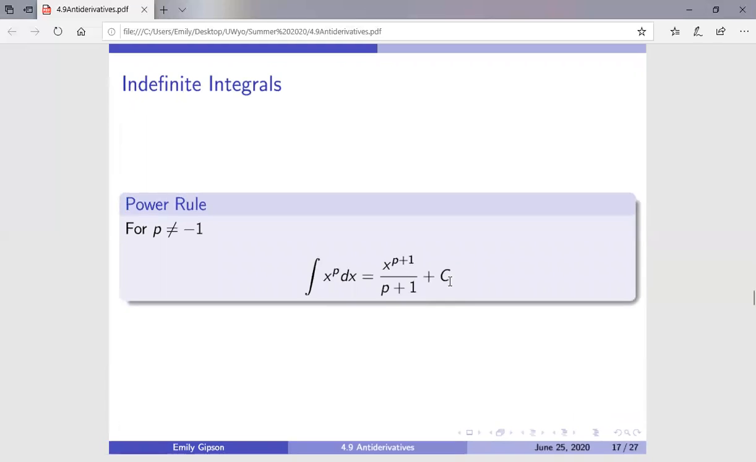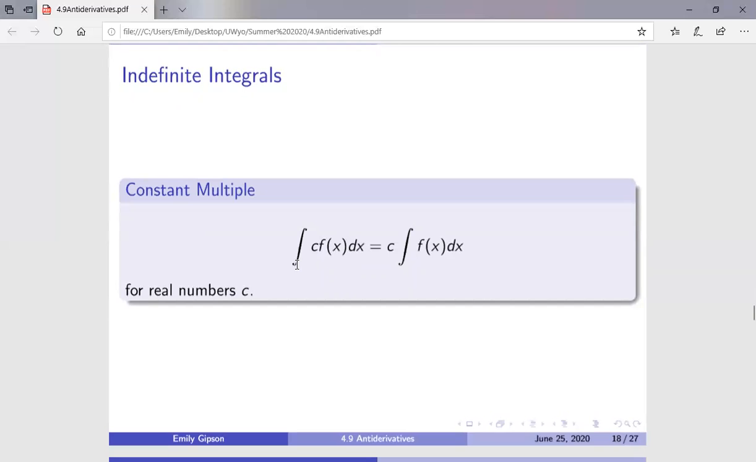So now let's give you some rules so you know what to do. For p not equal to -1, the integral of x to the power p dx is equal to x to the power of p plus 1 over p plus 1 plus c.